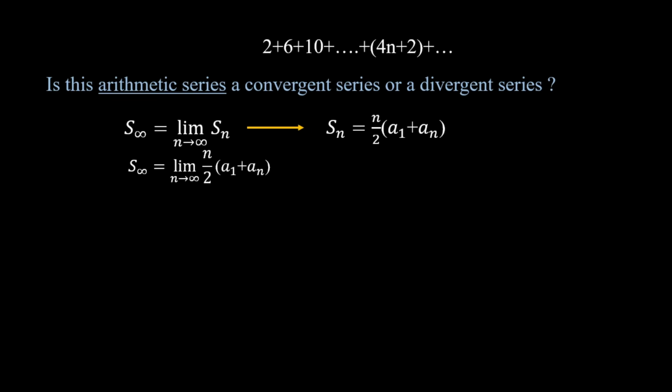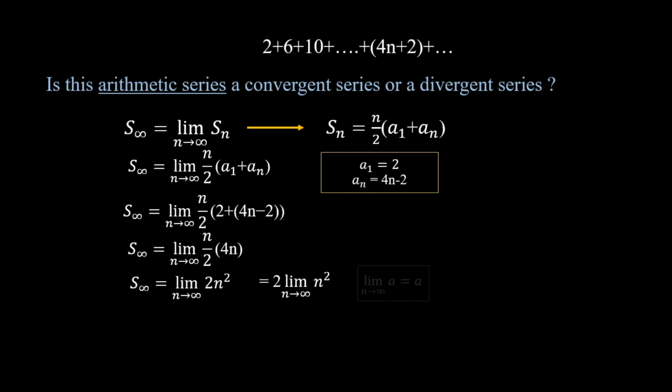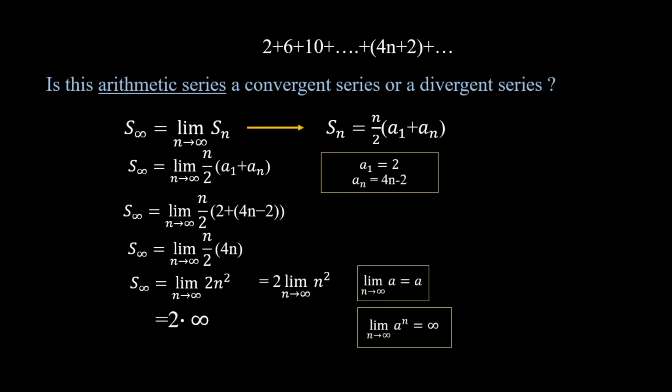So we will substitute the numbers in. We know that a_1, the first term, is 2, and we know that the nth term is 4n minus 2. So substitute that in, and you will get S infinity equals the limit of n over 2 times 4n as n approaches infinity. Calculate it, and you'll get 2 times the limit of n squared as n approaches infinity. So you get 2 times infinity. As it is infinity, you can't find that value. So this is a divergent series.